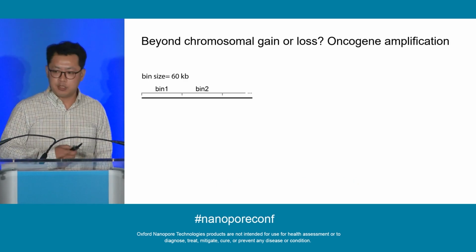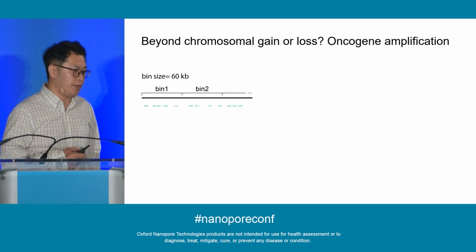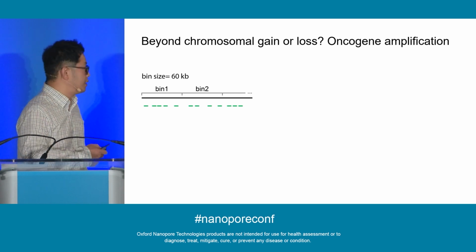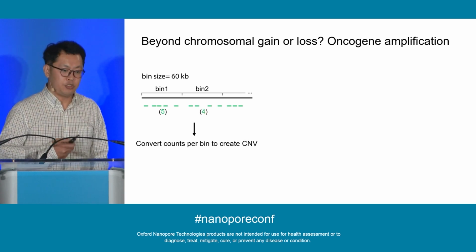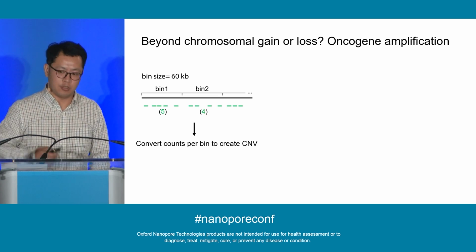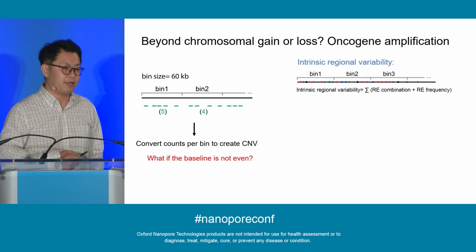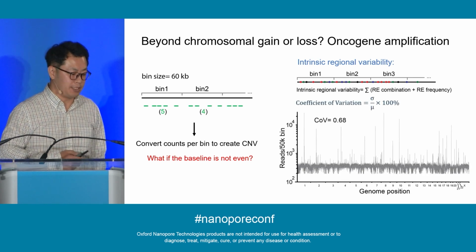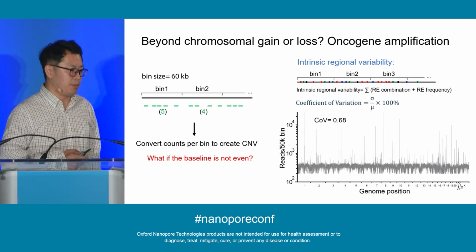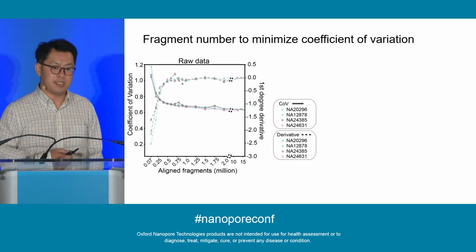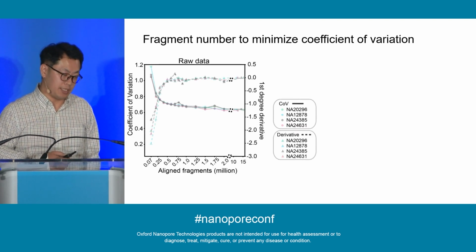If you think about this question, it is actually not simple, because what I'm doing is mapping those small fragments into predefined bins. And the restriction enzyme is not uniformly distributed across the genome. So the baseline is not even, and you get very huge variability. The coefficient of variation is about 0.68. It doesn't matter if you sequence more data, it just doesn't get lower than 0.6.